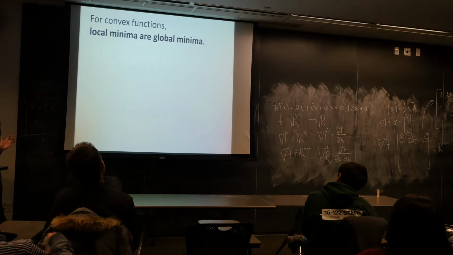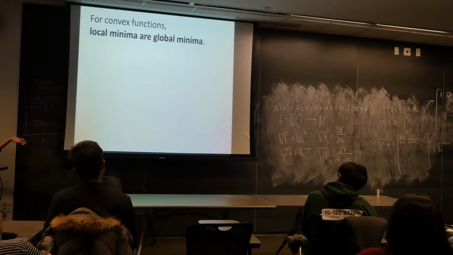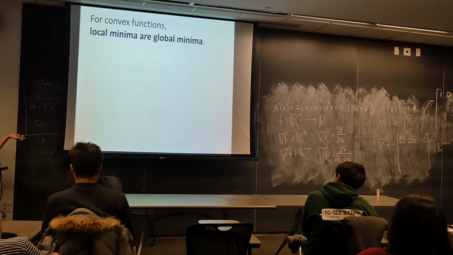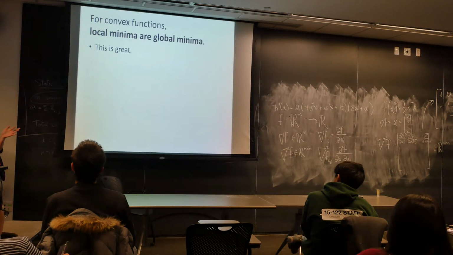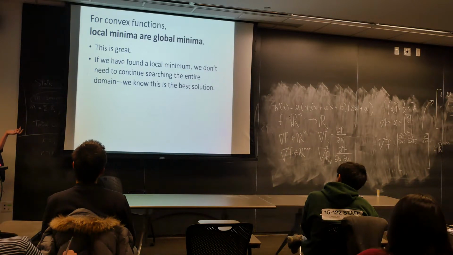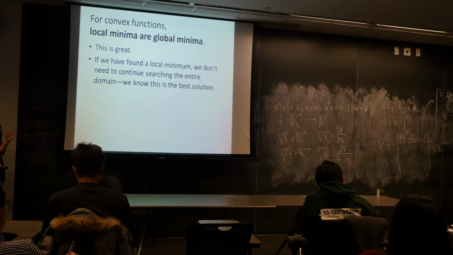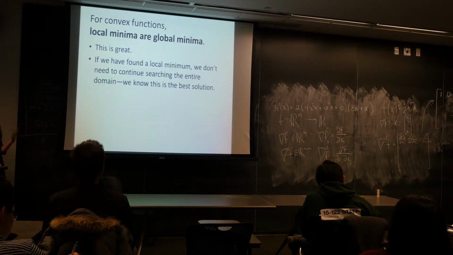And for convex functions, the thing about them that is really nice when it comes to optimization is that any local minima are also global minima. So this is very great. This means that if you found a local minimum, you don't have to continue searching your entire domain because you already know that you found the best solution out of everything.